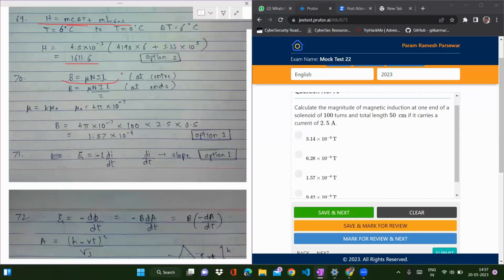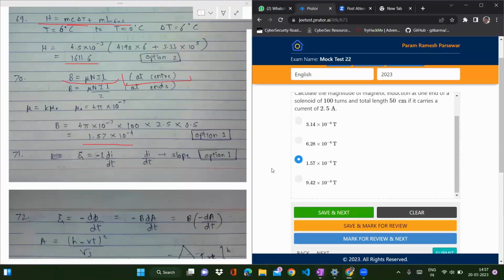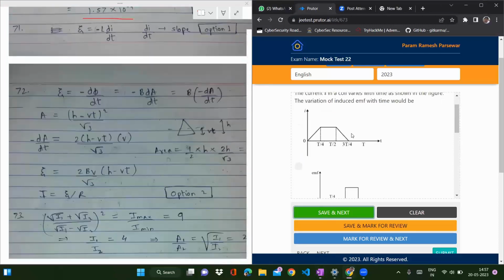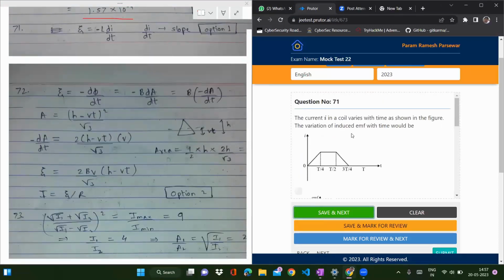But this magnitude would be at the center. Here in the question it is asked at one of the ends of the solenoid. At the ends it becomes half of the center's value, so it will be mu N I by 2L. So putting the values of the given quantities, we get the value of B to be 1.57 into 10 to the power minus 4 Tesla, which is option 3.